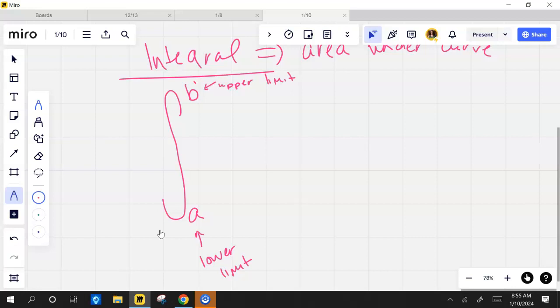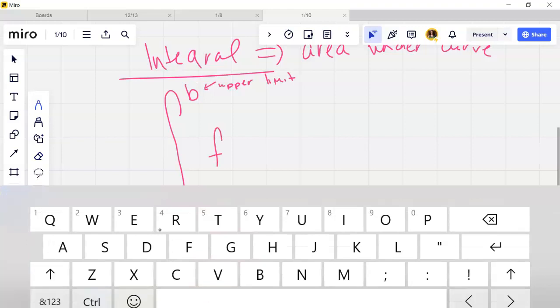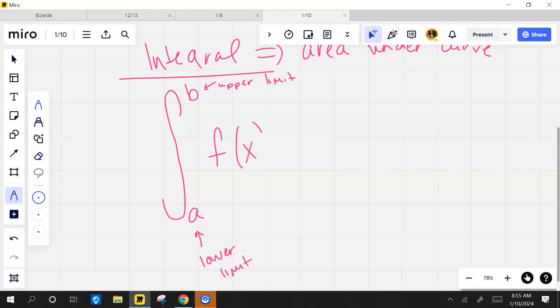In here, I'll have some function f of x, followed by that dx, and that dx starts to look familiar, right, from the first half. This dx in summation notation is my delta x. It's my width of each one. It's that same thing as I go.